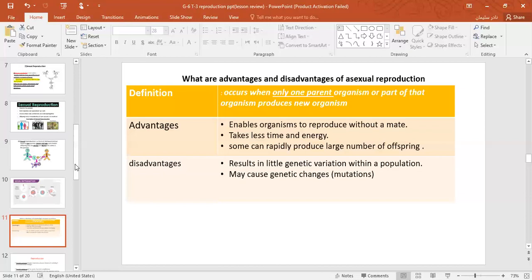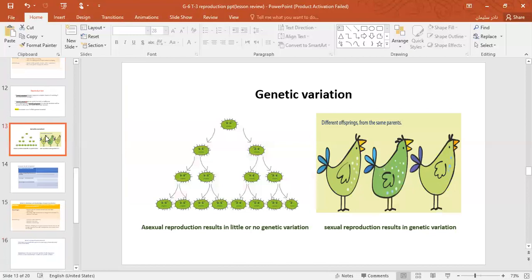If we look at this picture, we can observe here that asexual reproduction produces offspring that are identical. All of the offspring here are the same, no variations. So this is a disadvantage. Okay, so within a population, no variations. All offspring from the same parent look the same. So asexual reproduction results in little or no genetic variations.